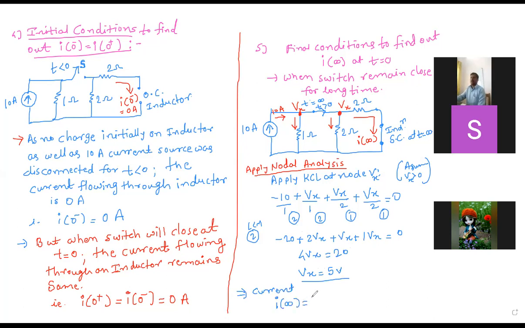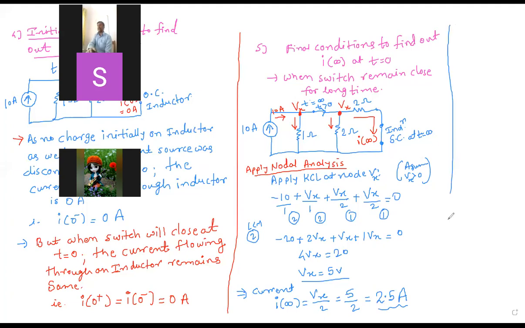Once you get Vx, now current I of infinite you can get from Vx across this 2 ohm. That current is 5 by 2, that is equal to 2.5 ampere. So this is my I of infinite. So finally you got I of 0 and I of infinite also. Now you can move towards the sixth step, that is, put I of 0, I of infinite and tau value in equation number 1.